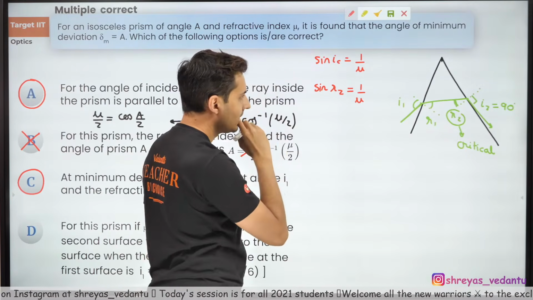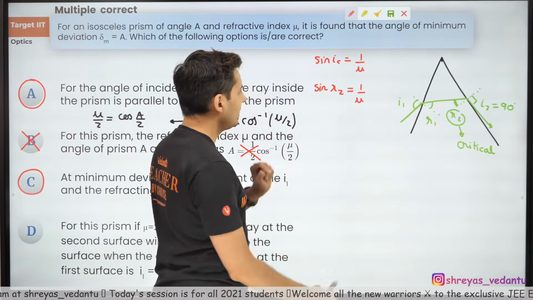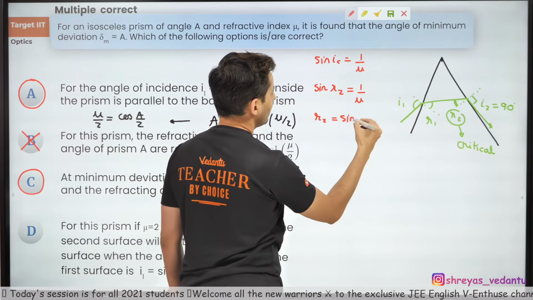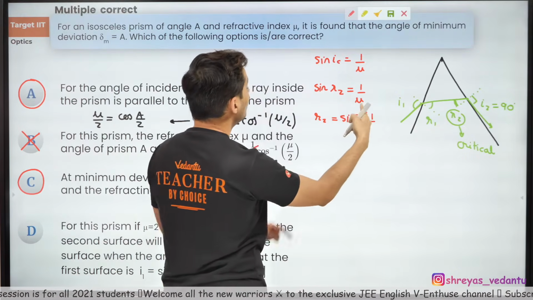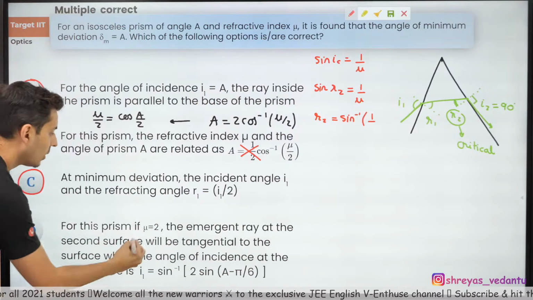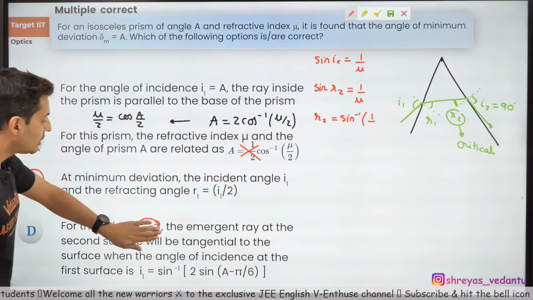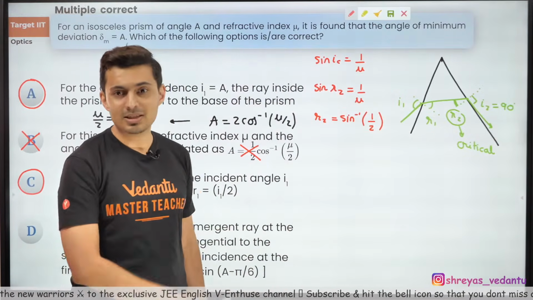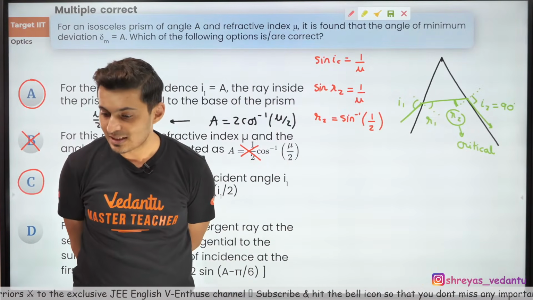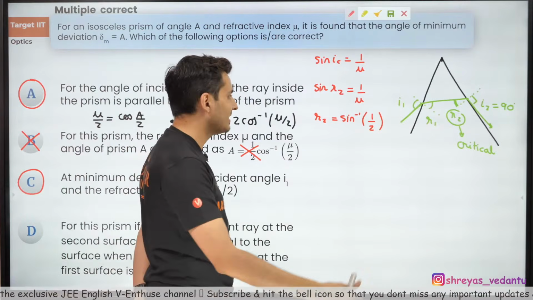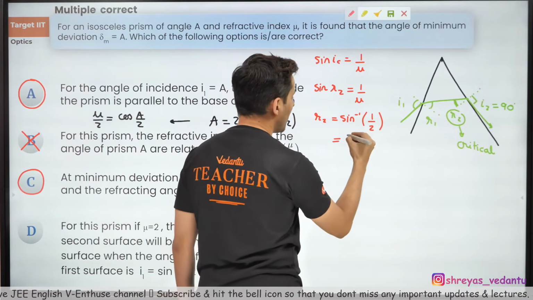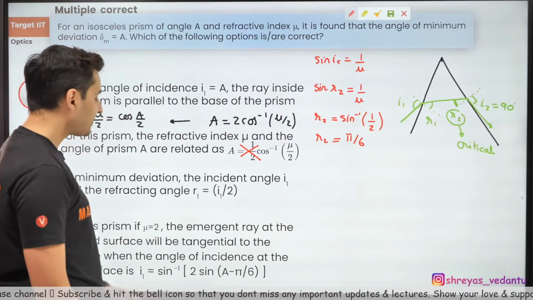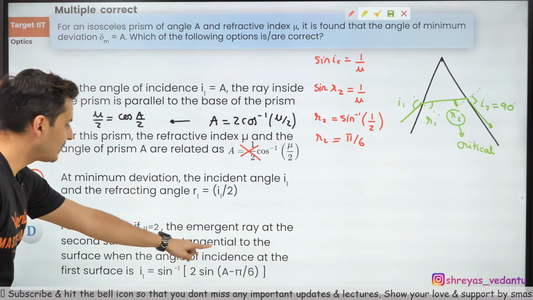Alright, fine. Now from this I will get R2 is equal to sine inverse of mu. Mu is given to be 2. So if mu is 2, sine inverse of half. What is sine inverse of half, guys? Yes, it is pi by 6, correct? So R2 is pi by 6. Okay, I can see something like pi by 6 over here.